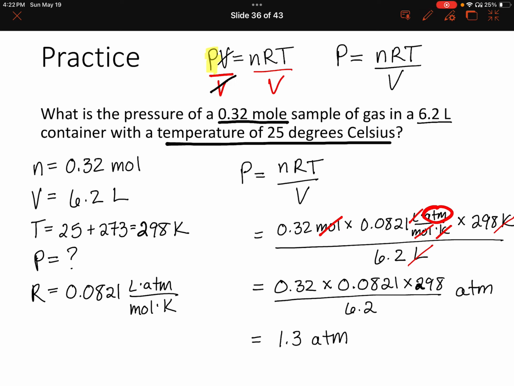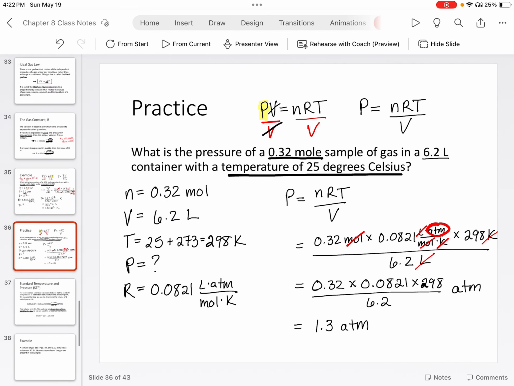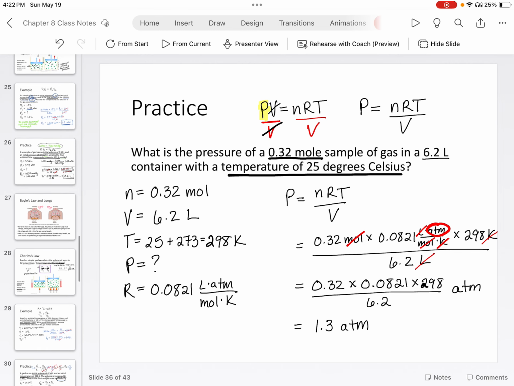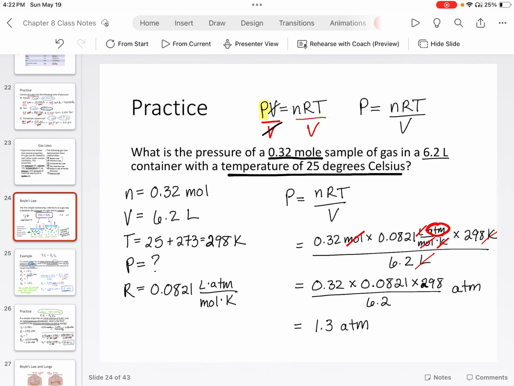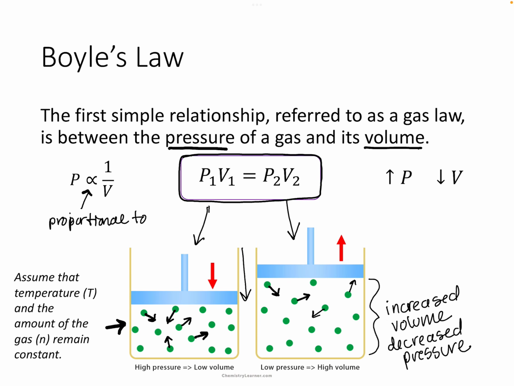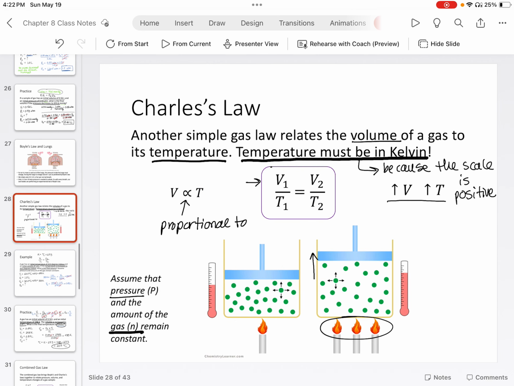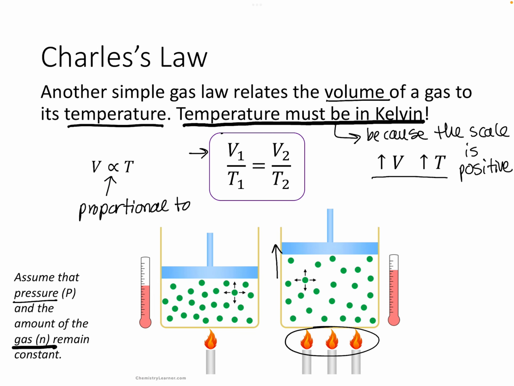All right, so kind of going back through all of our gas laws, let's go back to our first one, Boyle's law. With Boyle's law, if you're given pressure and volume for an initial state and a final state, you know to use Boyle's law. The other one we saw was Charles' law. If you're given volume and temperature for an initial state and a final state, you know to use Charles' law.